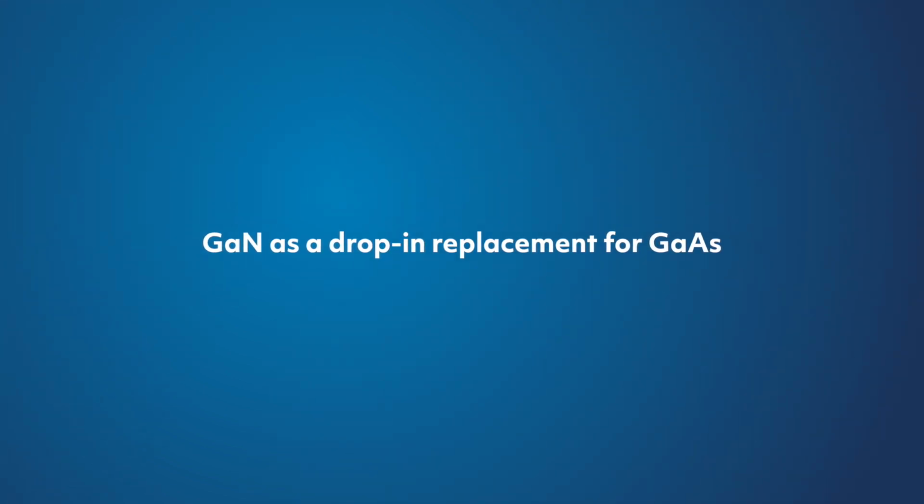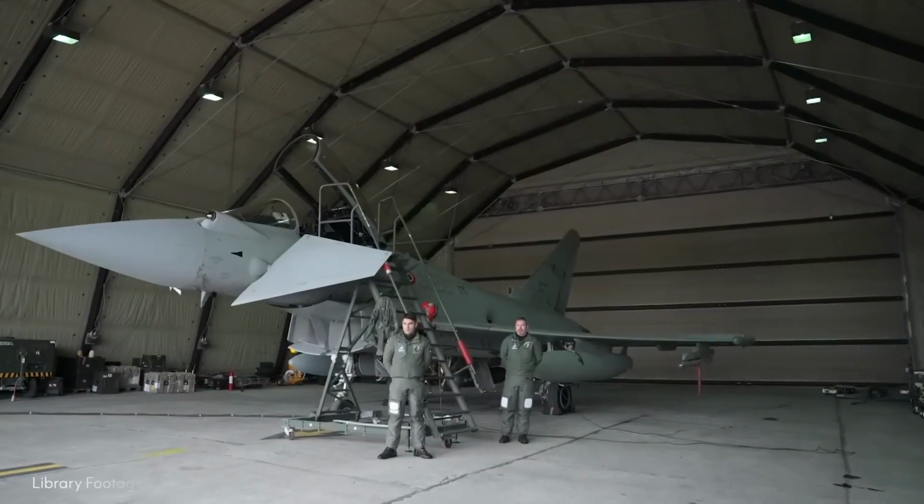Talking then a bit about GaN as a drop-in replacement for gallium arsenide, and this is across the different application spaces really. Really important for things like defence again, actually going back to that defence piece, where you've got a limited area on your defence aeroplane.